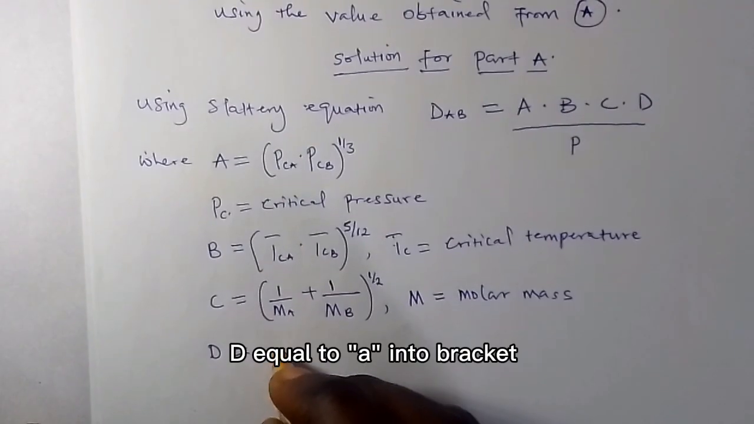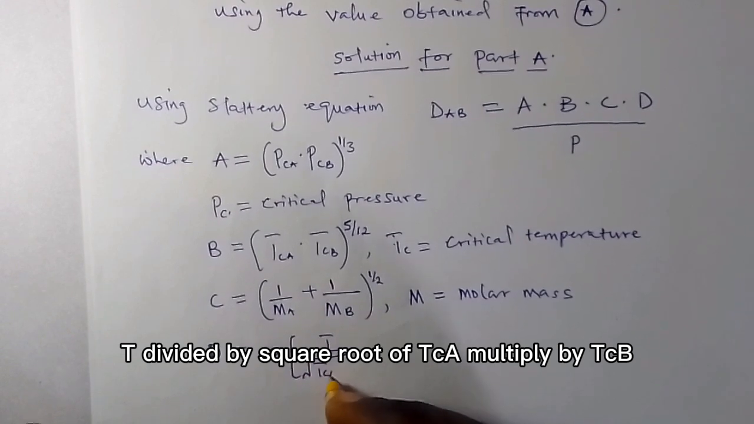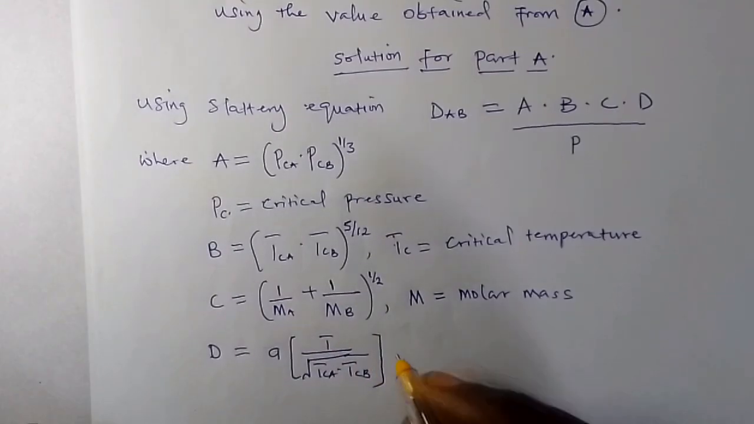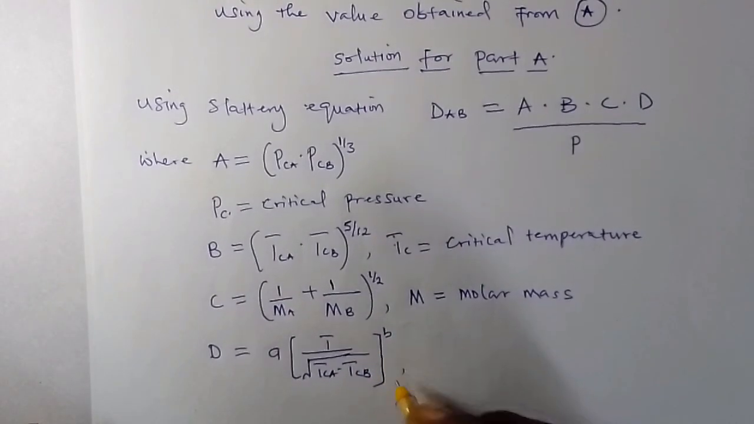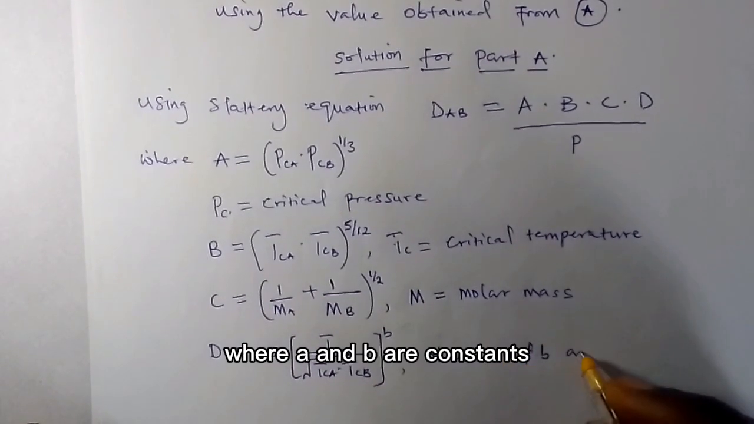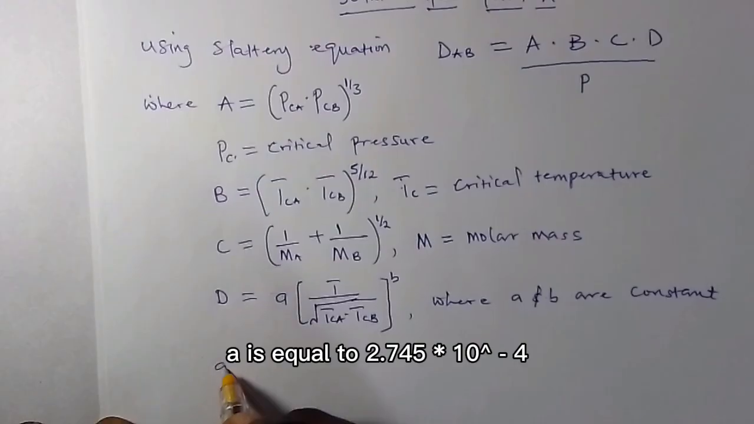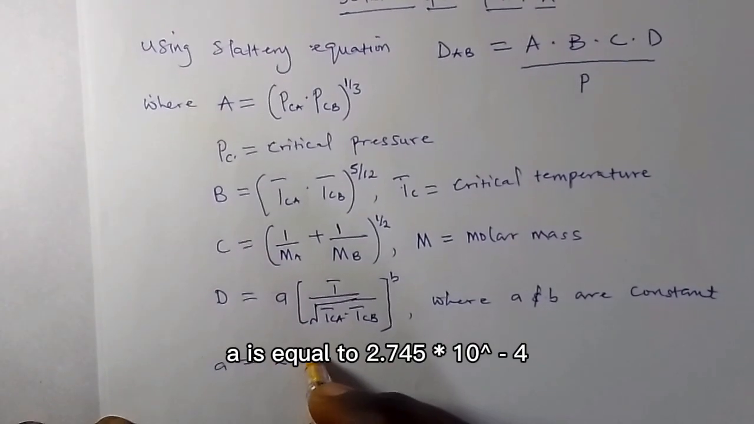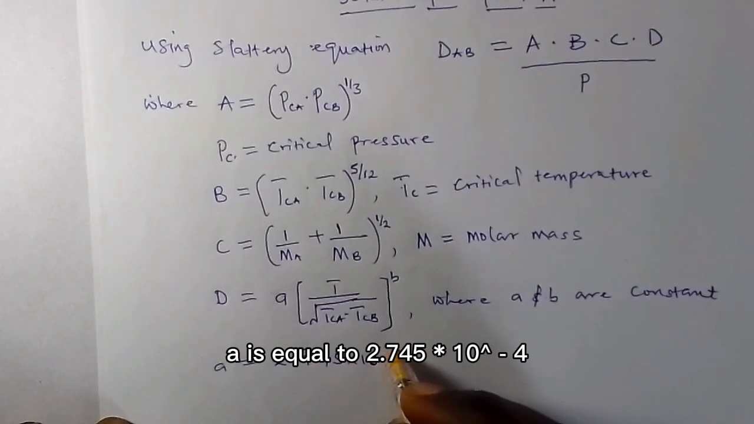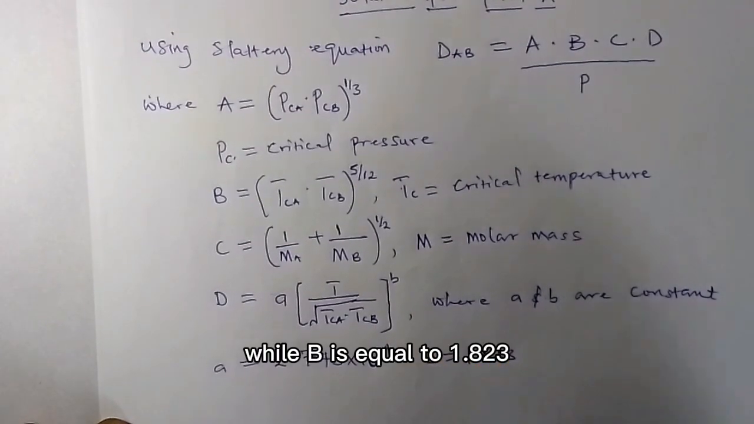And we have D equal to a, into bracket, T divided by the square root of TCA multiplied by TCB, all raised to the power of b, where a and b are constants. a is equal to 2.745 times 10 to the power of -4, while b is equal to 1.823.